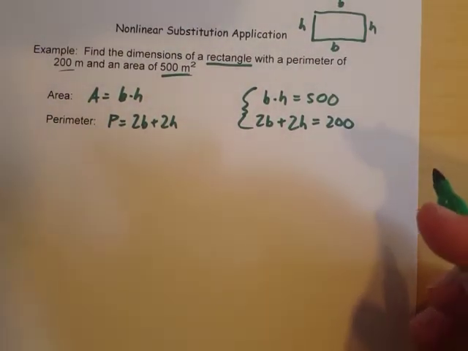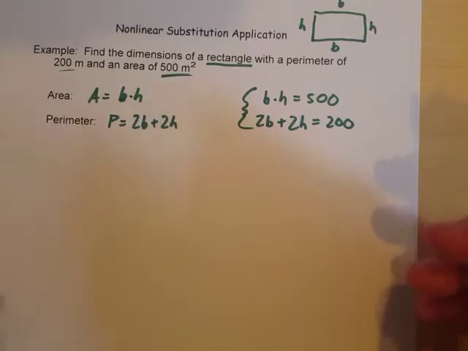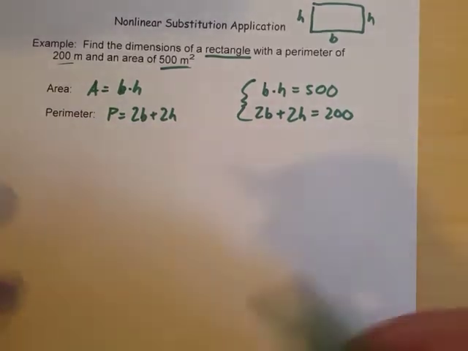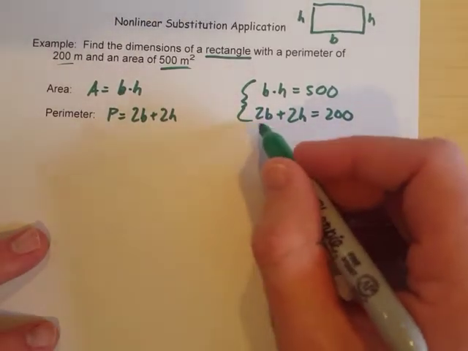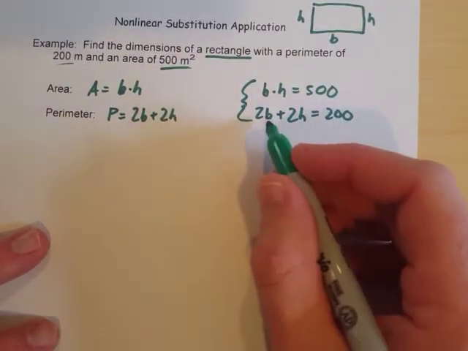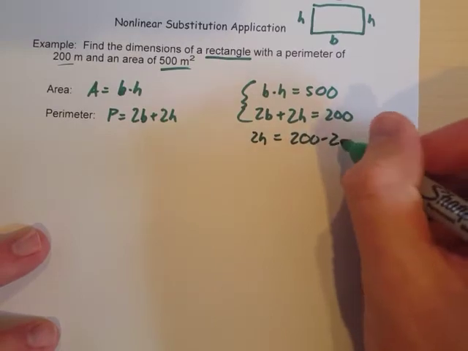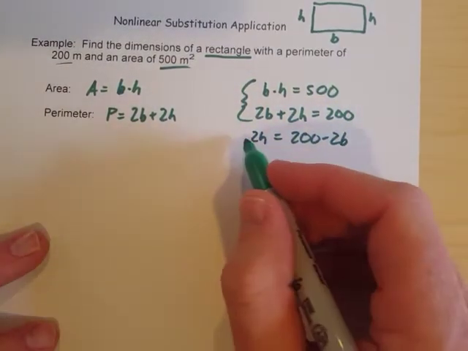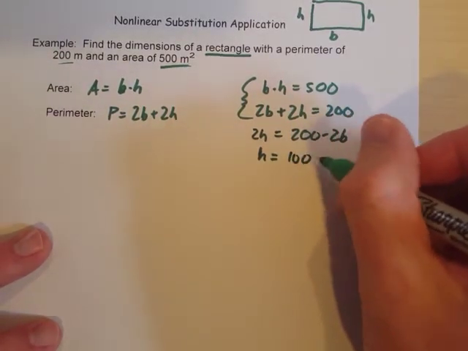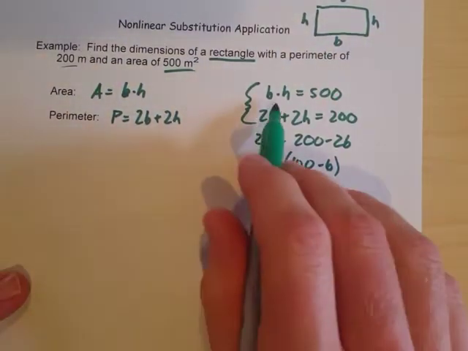Again, what I recommend is that we try to solve for one that is kind of ready-made right off the bat. I think it's easier to solve in the linear one. It's going to make it less complicated overall. So let's take this 2b plus 2h and solve it for, you can pick one, I'm going to pick h. That means 2h equals 200 minus 2b. I'm just subtracting the 2b over there. And then I divide by 2 on both sides, and so h is going to be equal to 100 minus b.